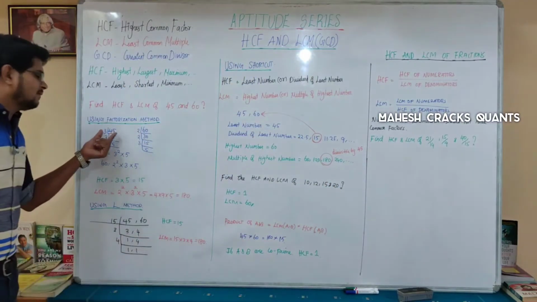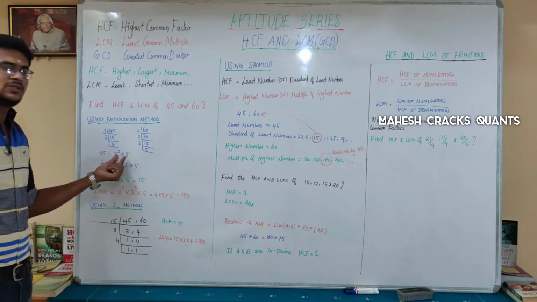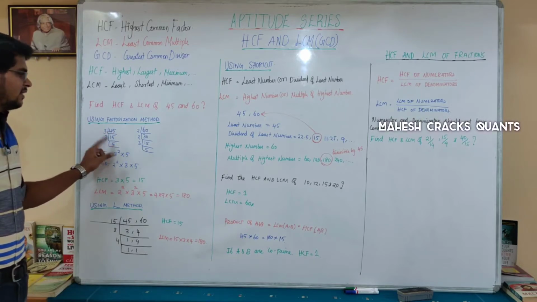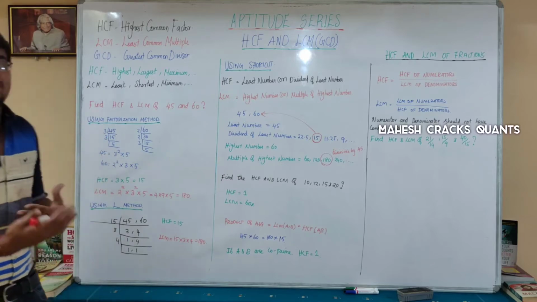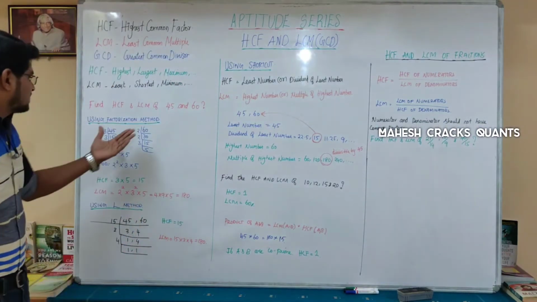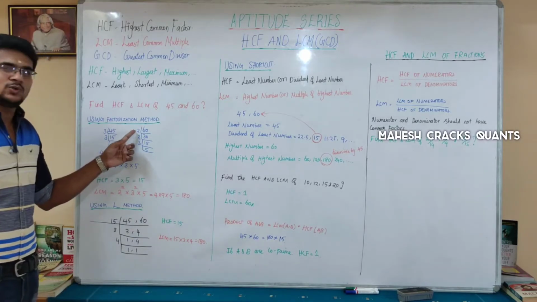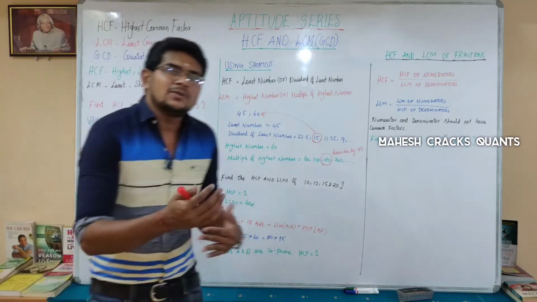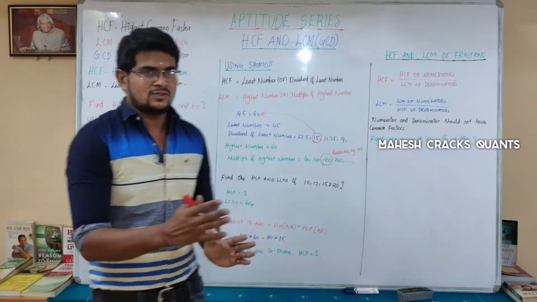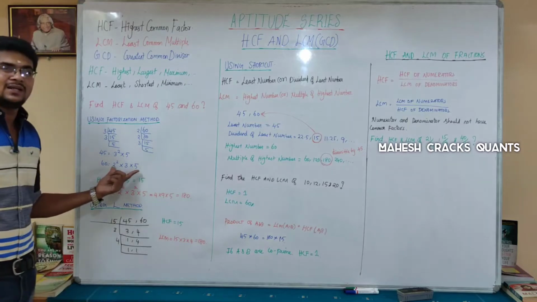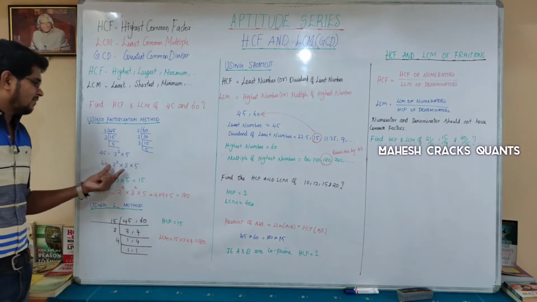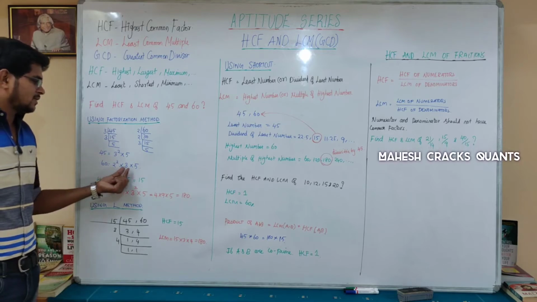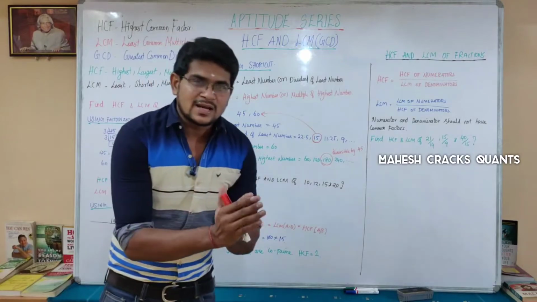I am writing 45 in the form of 3 square into 5: I take 3, remaining 15, then 3, 5. So 3 square into 5 is the prime factorization of 45. For 60, I can take 2, then 2, then 3, and then 5. You have to take out all the prime numbers first and then multiply them to get the prime factorization. So 45 is 3 square into 5, and 60 is 2 square into 3 into 5. First, HCF.